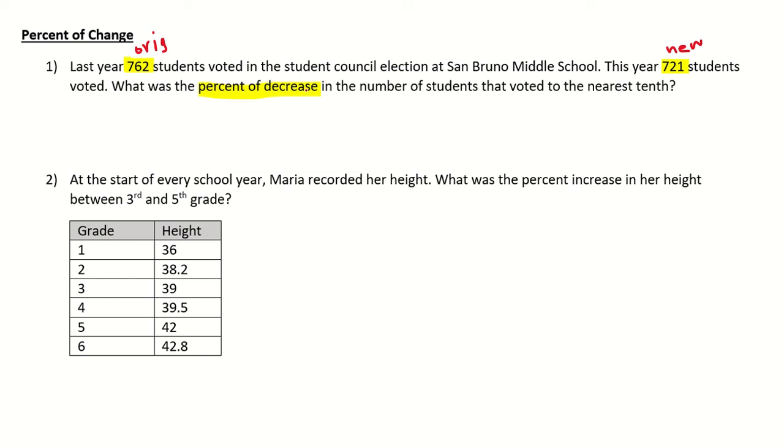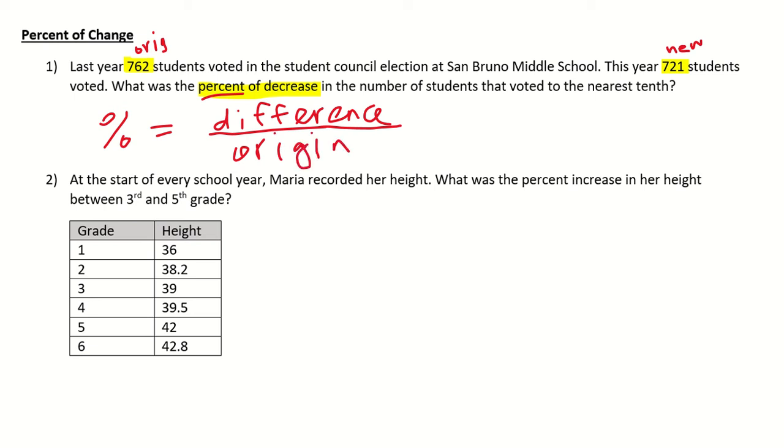Okay, what was the percent of decrease? We can tell that it did go down. It went from 762 to 721. We could just subtract, but we don't need to know how many students it went down by. We're being asked what percent did it go down by. So we're going to pull out that formula. Percent of change equals, and I want you to write this down if you didn't have it before, difference between the two. So difference goes on the top, and it's a fraction over original.